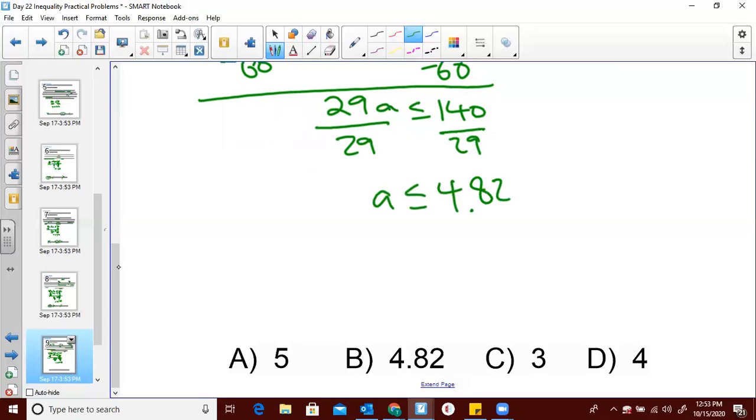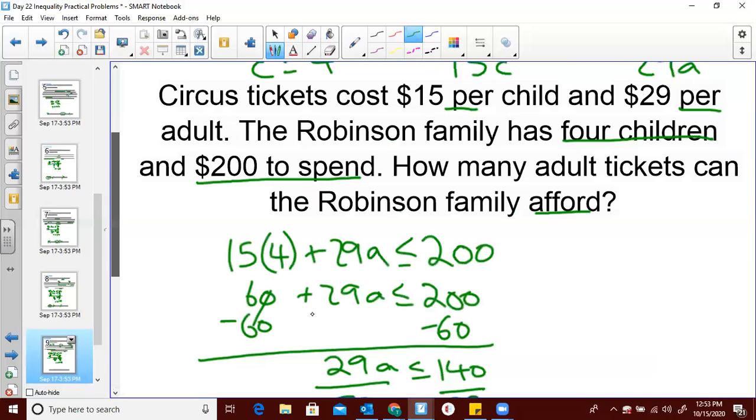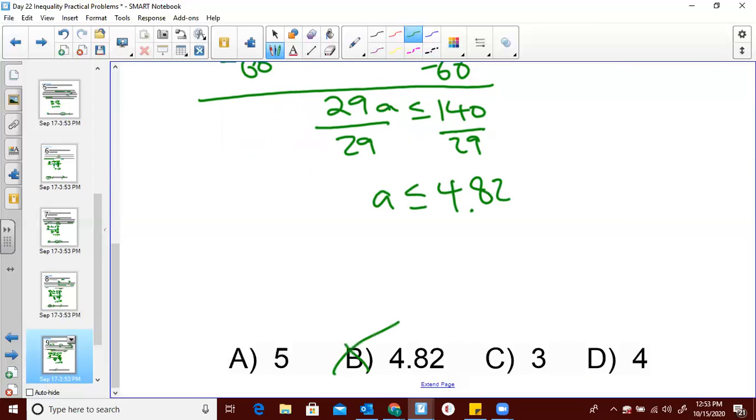Now we know that if we're buying tickets, we cannot buy 0.82 of a ticket. So that B is not going to fly, and we don't want any numbers larger than 4.82. So we're down to C and D, and we're just looking for the largest whole number that is less than 4.82. You'll see that it's 4. A hint: usually your answer is just going to be the whole number. The decimal just disappears. So 9 times out of 10, that's going to be your answer.